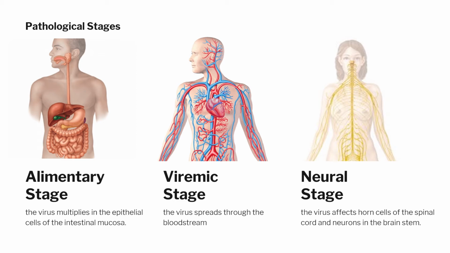of the intestinal mucosa. Next is the viremic stage, where the virus spreads through the bloodstream, and after a sort of conflict between the virus and the antibodies, in case the virus turns victorious, then it leads to the 3rd stage, the neural stage, where the virus finds its way to the anterior horn cells of the spinal cord and neurons in the brain stem.